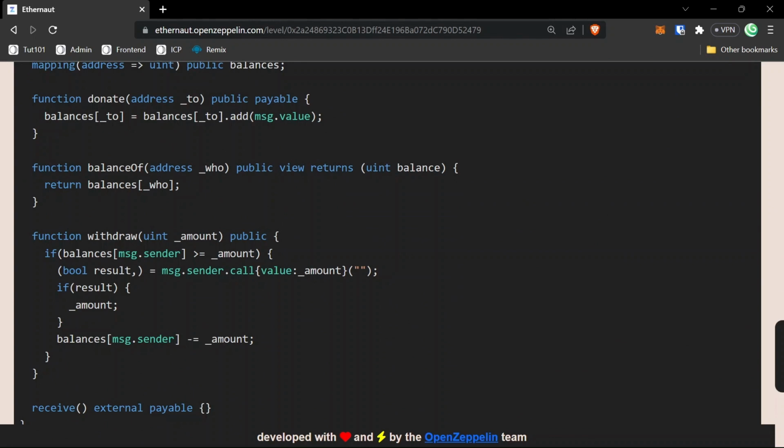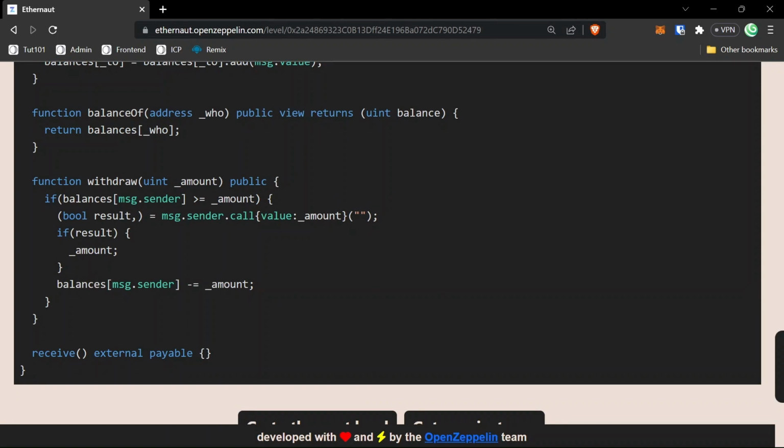How we did this is we are going to create a contract, and in that contract we will have the receive function. So in this line it is going to call the receive function, and in the receive function we are going to have a piece of code which is again going to call this withdraw function with the appropriate amount.